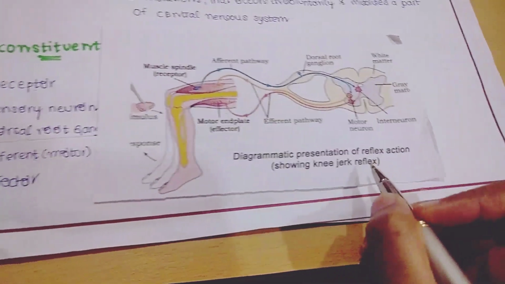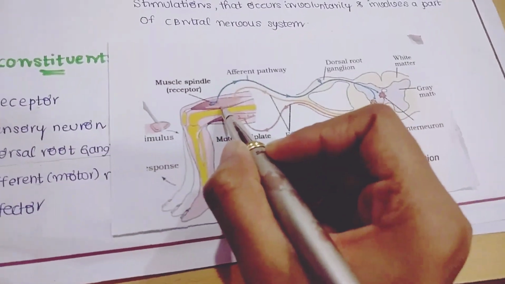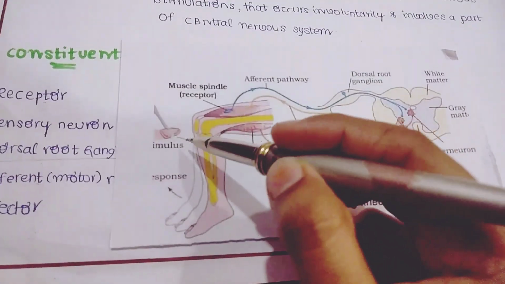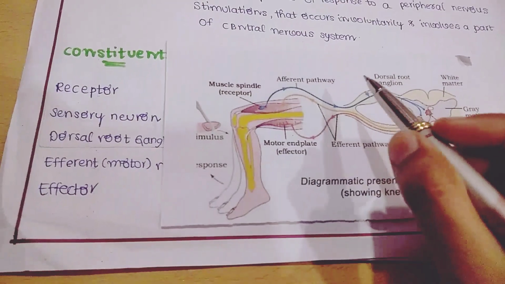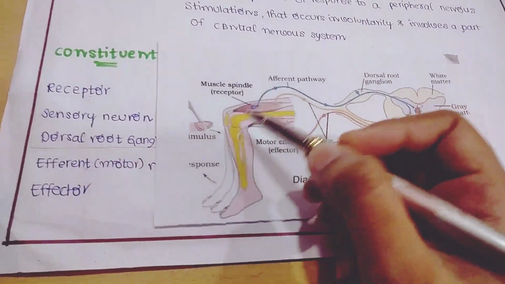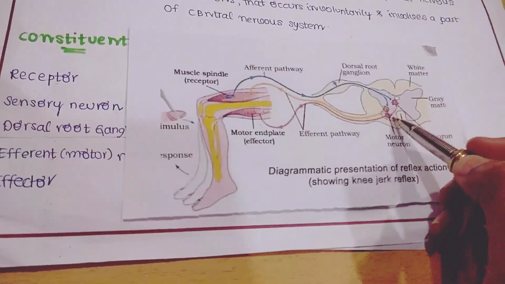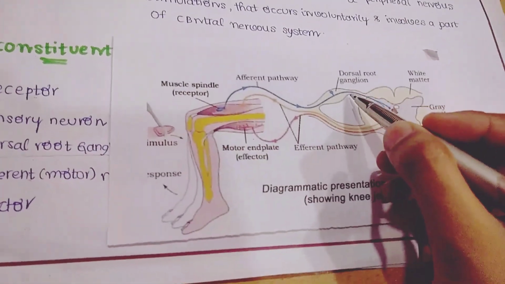Let's take the example of the knee-jerk reflex. In the knee-jerk reflex, the muscle spindle acts as a receptor. Receptor is the organ which receives the stimulus. Here the stimulus has arrived. Afferent or sensory neuron transmits the impulse from the receptor to the central nervous system at the level of the spinal cord through the dorsal root ganglion.